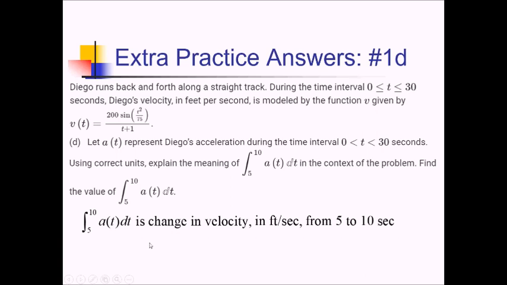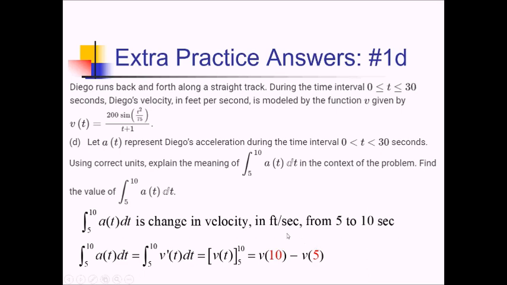Now to actually find this, we don't actually know the formula for a of t. We could find it by taking the derivative of this up here, but there's actually an easier way to do this. Since a of t is really just v prime, and I'm just going to rewrite it like this, I can just use my fundamental theorem. I mean, what is the antiderivative of v prime? It's just v. So this is really just going to be v of 10 minus v of 5 if I just evaluate v of t from 5 to 10.